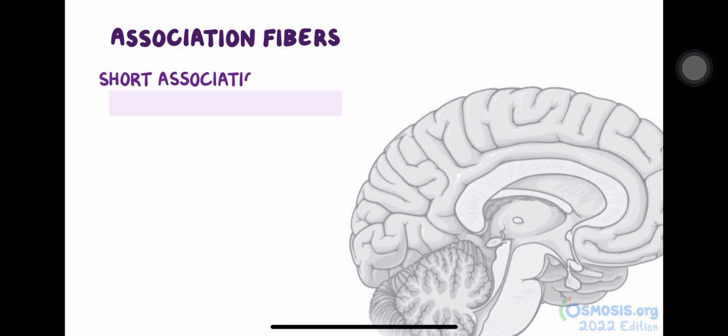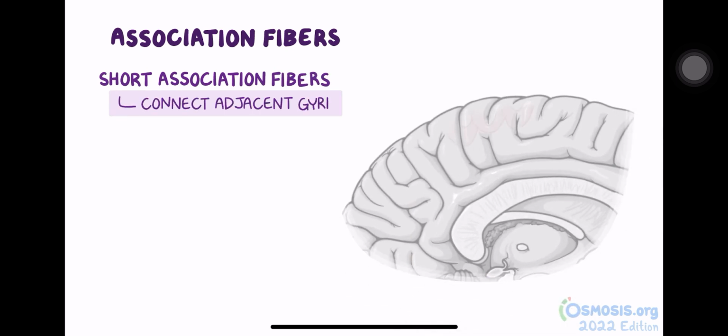The short association fibers connect adjacent gyri of the cerebral cortex. They are also known as arcuate fibers, or U fibers, as they resemble a U shape while arching beneath the sulci separating the gyri.